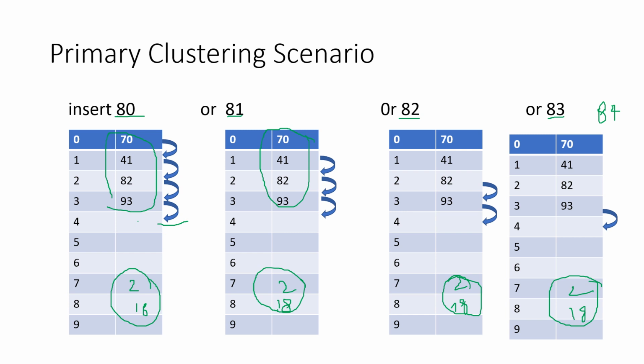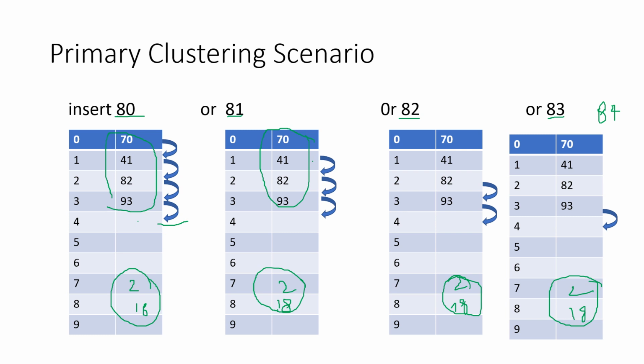Suppose 80 is not stored, and 81 came instead. The index of 81 is 1. It will check whether the first index is free. No, not free. Second index? Not free. Third index? Not free. Fourth index? Yes, the fourth is free. So whether 80 is coming or 81 is coming, both get a chance to insert at 4, because of this cluster.